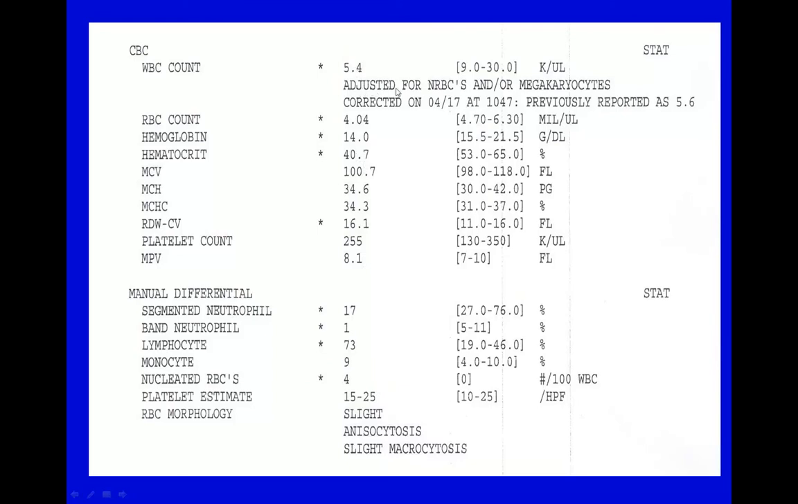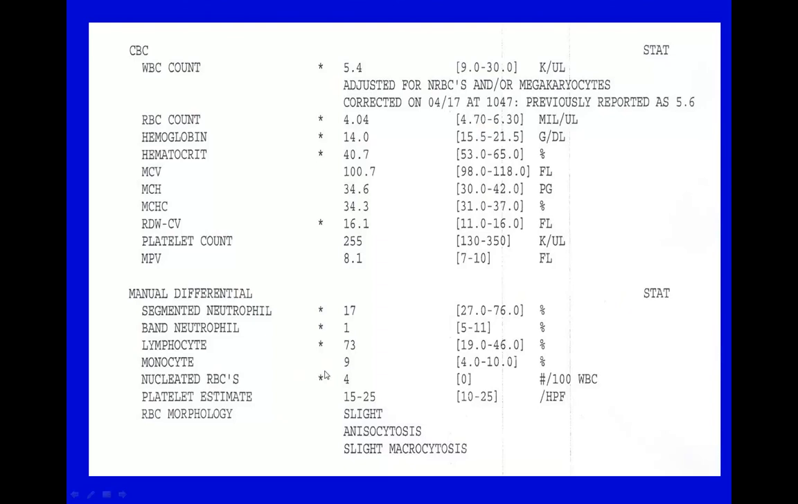So do you see up here? They adjusted for those nucleated red blood cells and cells that were very large. So it was initially reported as 5.6, and you know that that means 5,600, because here's our label. 5,600 cells, and now they've adjusted it to 5,400 cells to more accurately get rid of those nucleated red blood cells and these large cells. So cell size is another way that a computer could be taught to recognize white blood cells and red blood cells.